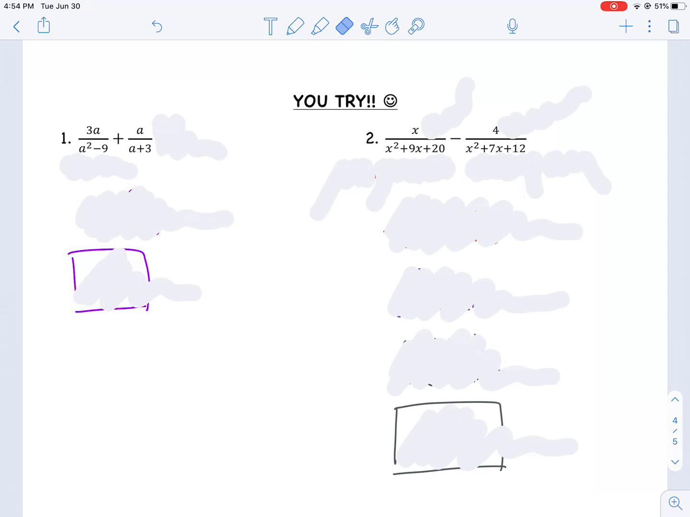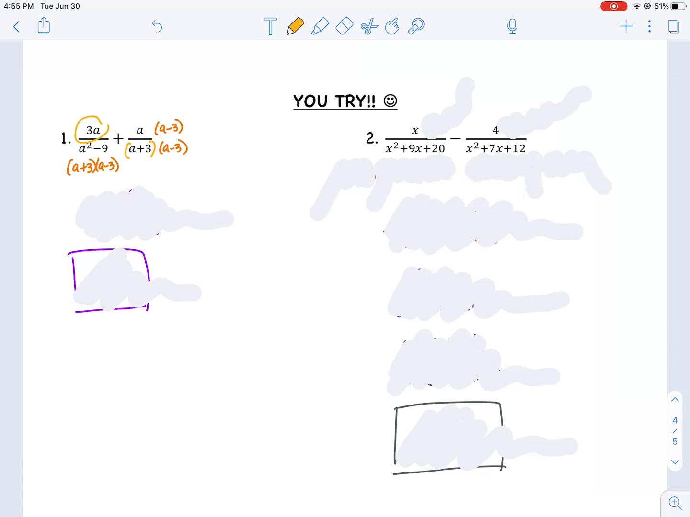All right, when I look at this first one, I'm going to factor this denominator into a difference of squares, an a plus 3 and an a minus 3. The second one has an a plus 3, but it's missing that a minus 3. So I'm going to multiply the top and the bottom by that factor. So now they have the same common denominator. They both have an a plus 3 and an a minus 3.